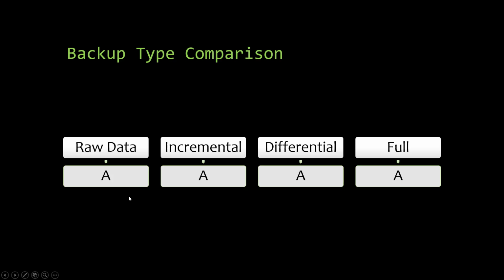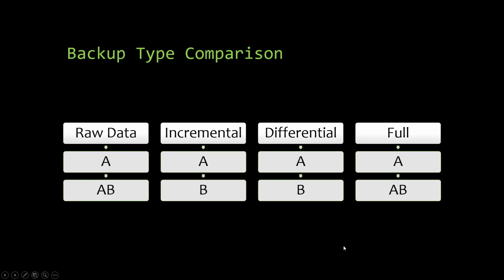So in this example, we're going to have the raw data. This is your actual server, how much data is on there, and how each backup type treats this data. If you start with just the raw data of A, incremental's first backup would be a full copy of that. It would have A. Differential would do the same, and so would full.